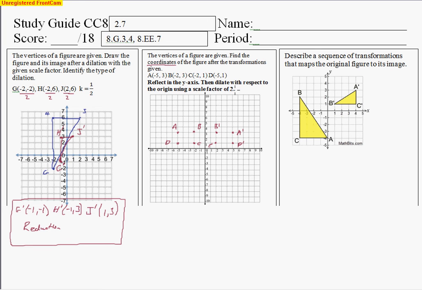So then we have to take these points and we have to go ahead and dilate with respect to the origin with a scale factor of 2. So we have to double each of these values.